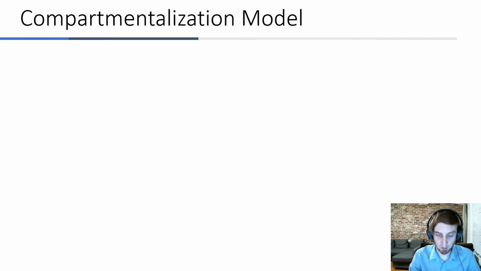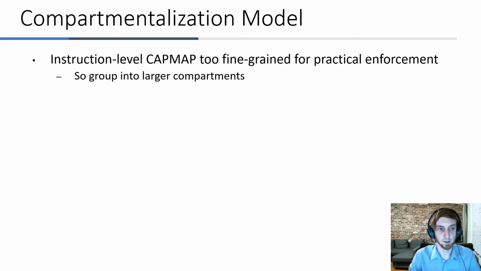Okay, so the cat map contains instruction level privileges, and it's essentially the definition of the least privilege in our model. However, enforcing these low-level fine-grained privileges is likely not going to be practical for an actual enforcement. So if we think about an actual runtime monitor, we probably can't enforce these fine-grained instruction level policies. And so instead what we're going to do is group things into larger compartments.